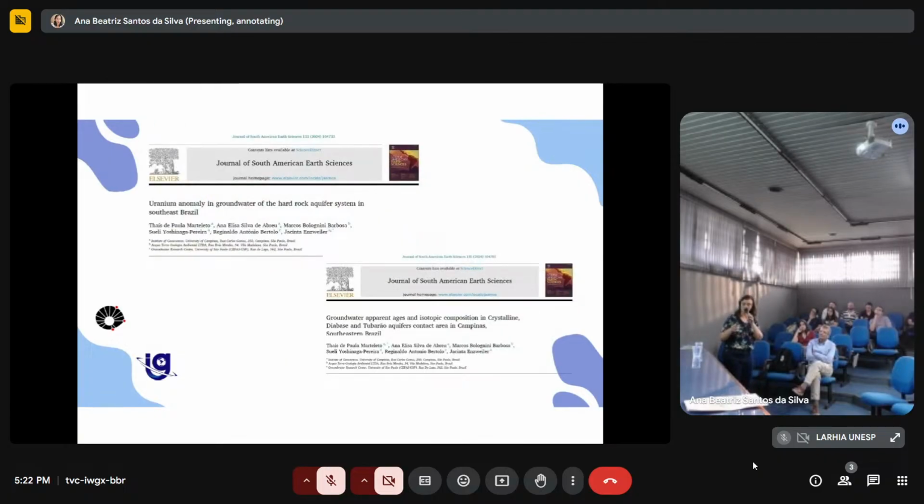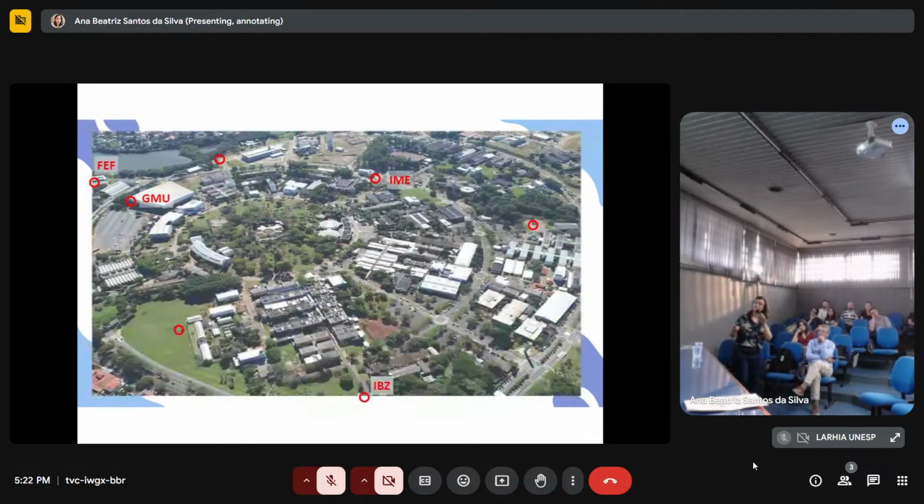We have published our results in these two papers, and I will first show our most important conclusions, and then I will move on to things that we didn't really explore in these papers, so there's some new material here. I'm showing you our beautiful university. This is a picture of Unicamp.